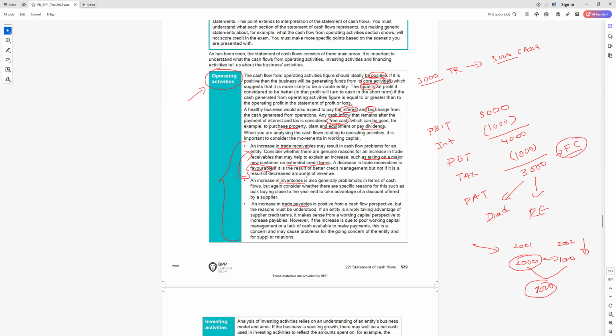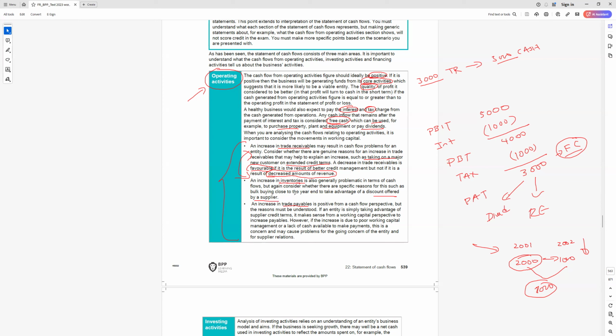An increase in inventory is also generally a problem in terms of cash flow, but again, consider whether there is a specific reason for this, such as bulk buying close to the year end or taking advantage of a discount offered by the supplier. Now, if you see the inventory going up suddenly, you are thinking there is a lot of cash outflow because I bought the inventory.